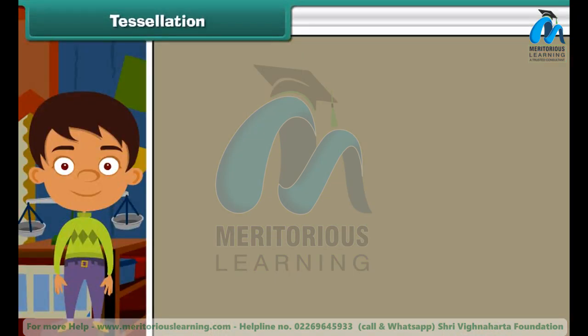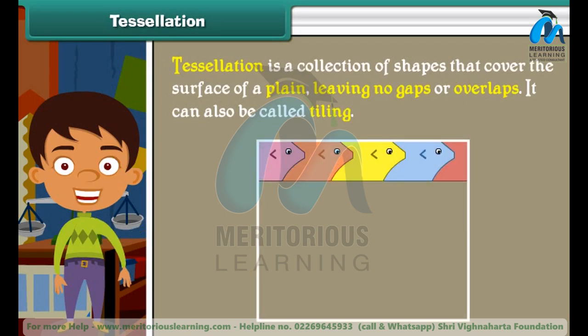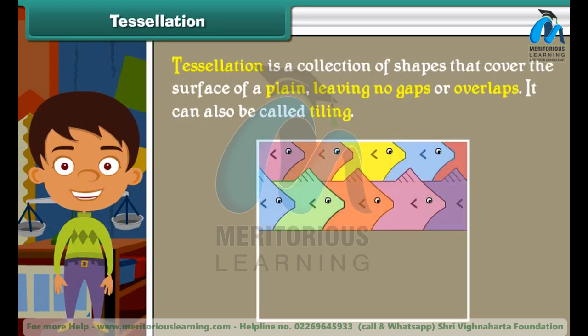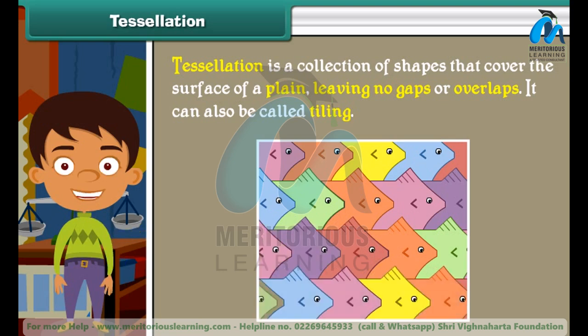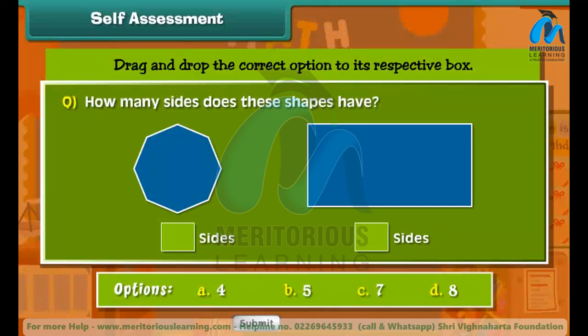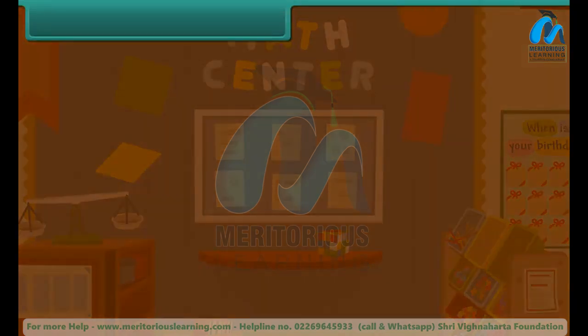Tessellation. Tessellation is a collection of shapes that cover the surface of a plane, leaving no gaps or overlaps. It can also be called tiling. Self-assessment. Drag and drop the correct option to its respective box.